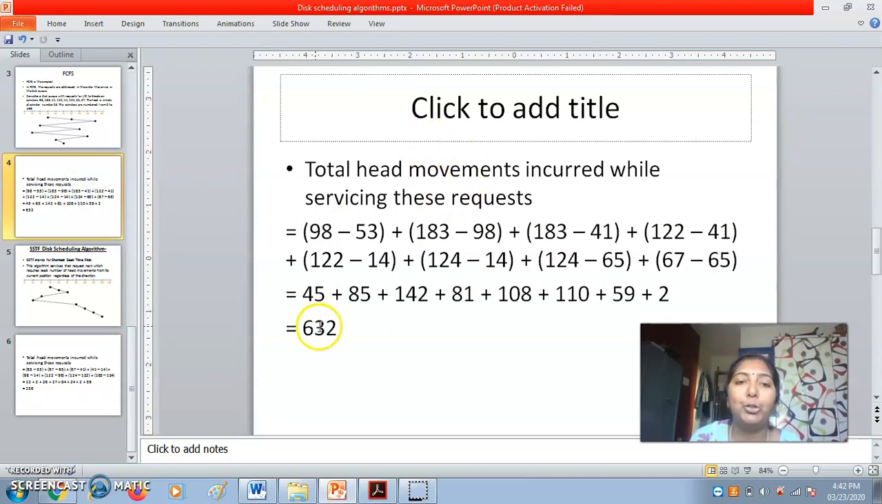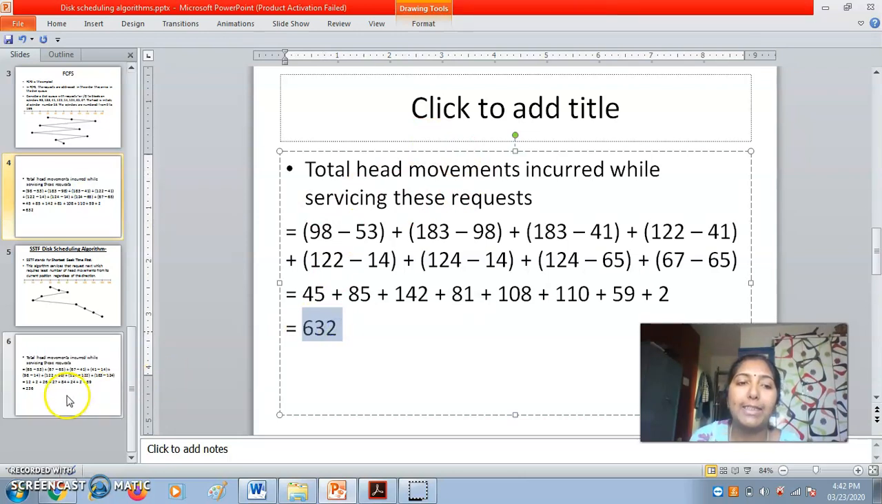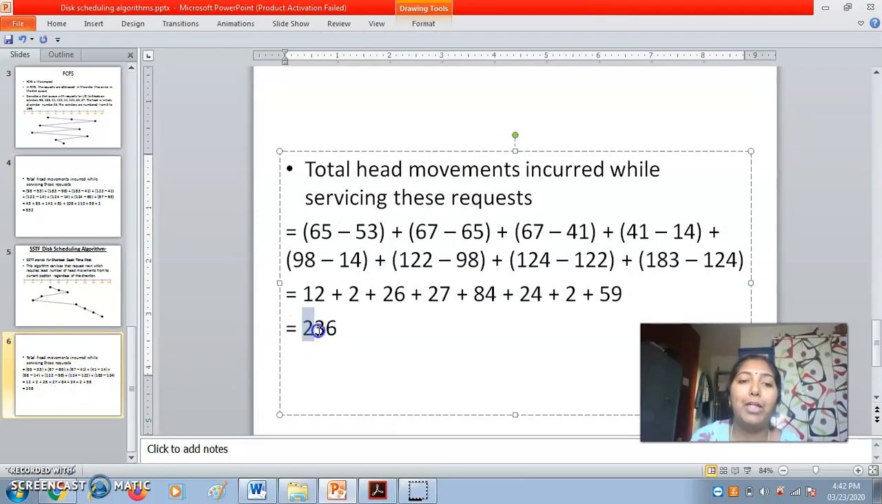So when compared to FCFS, which requires 632 head movements, SSTF requires only 236 head movements. So when we compare FCFS and SSTF, we can say that SSTF is the better algorithm.